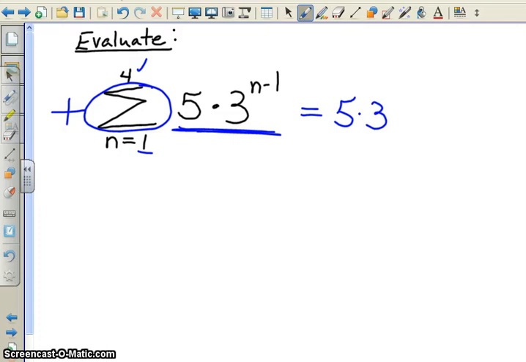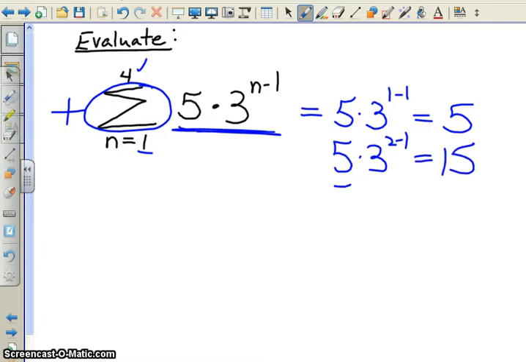5 times 3 to the 1 minus 1. 3 to the 0 is 1 times 5 is 5. Term number 2. 2 minus 1 is 1. 3 to the 1 is 3 times 5 is 15. Next term. 3 minus 1 is 2. 3 to the 2 makes 9 times 5 is 45.